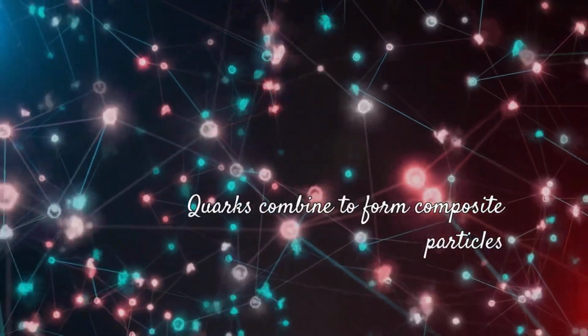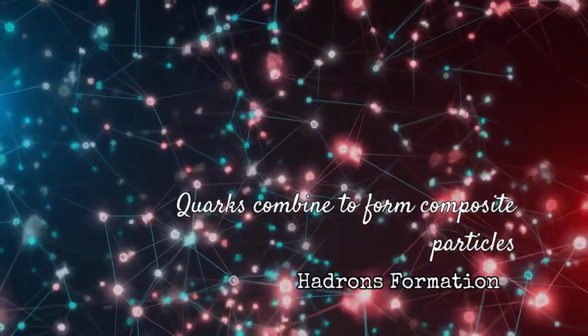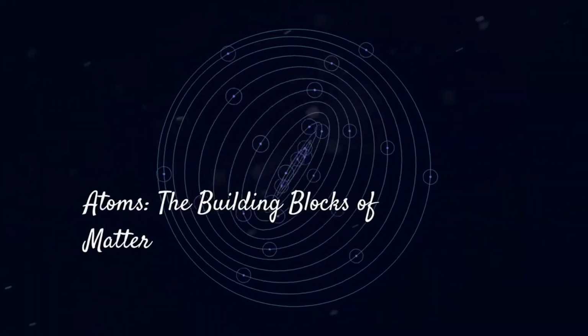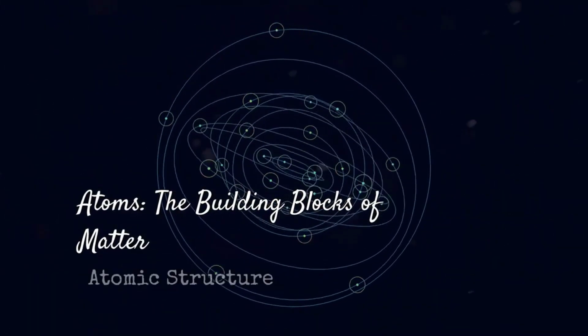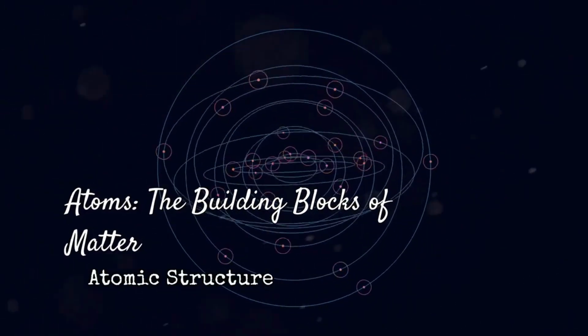Quarks don't exist in isolation under normal conditions. They combine to form composite particles called hadrons, such as protons and neutrons. Protons and neutrons, in turn, make up the nuclei of atoms. These nuclei, surrounded by electrons, form the atoms that constitute all the matter we see around us.